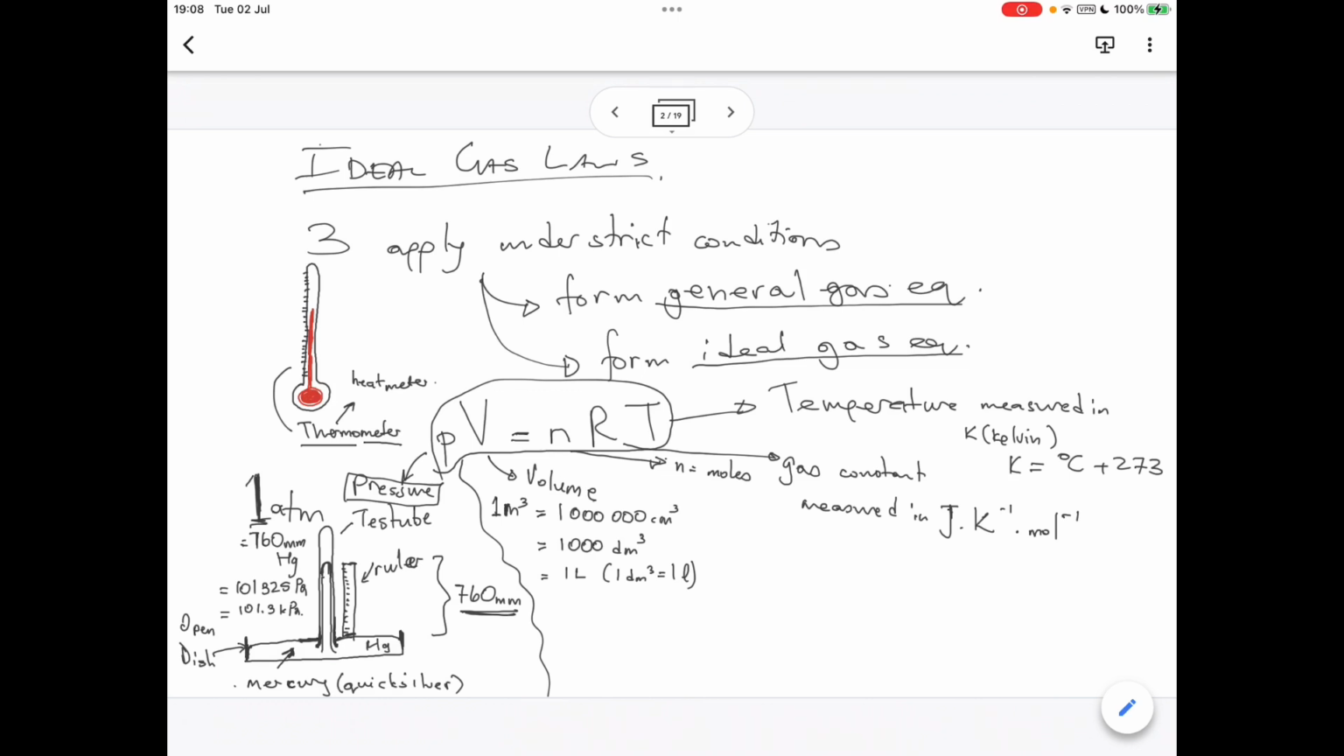Then we spoke about the ideal gas laws, which apply under strict conditions. And then we went on to derive the formula for pressure, volume, the number of moles, a gas constant, and temperature. PV equals nRT. Do you remember that formula?